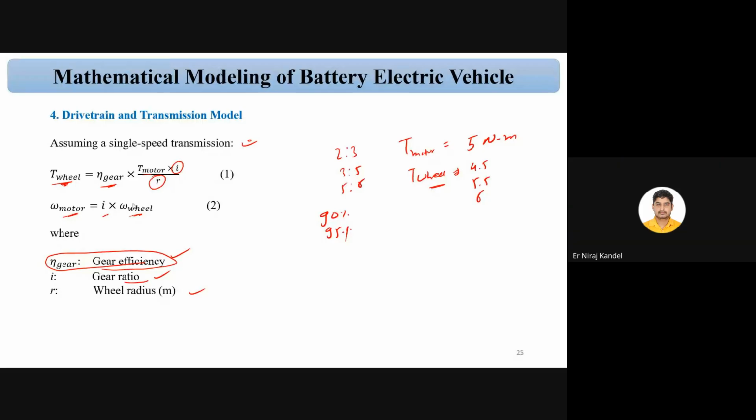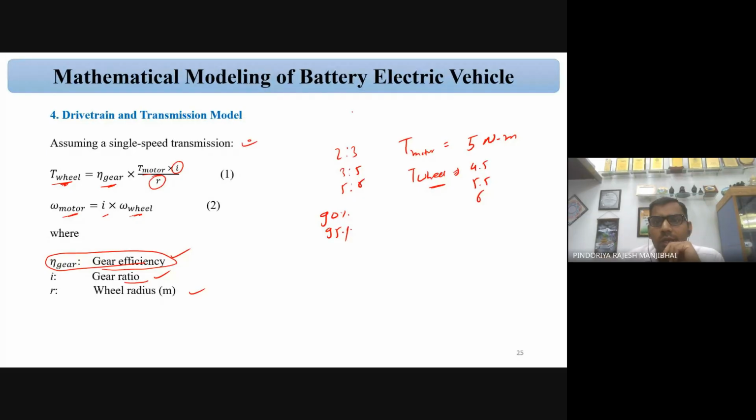Sir, if the gear ratio is 2:3, then is the 2 on the motor side or the transmission side? 2 is the motor side and 3 is the transmission side. So we can say this is the motor and this is the wheel, correct?